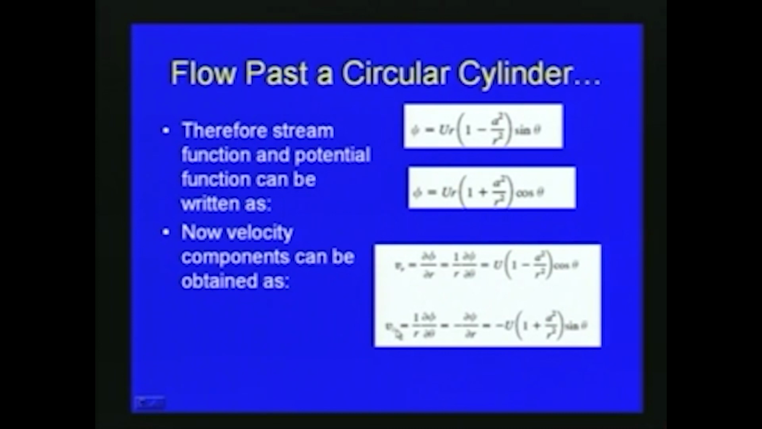The tangential velocity is defined as V theta equal to 1 by r del phi by del theta, which is equal to minus del psi by del r. With this definition, if you differentiate psi or phi, we get V theta equal to minus u into (1 plus a square by r square) sin theta. So, the tangential velocity is V theta equal to minus u into (1 plus a square by r square) sin theta, and the radial velocity for the flow past a circular cylinder is V r equal to u into (1 minus a square by r square) cos theta.